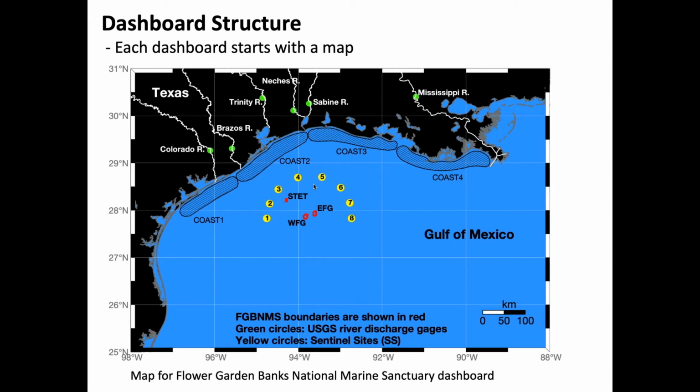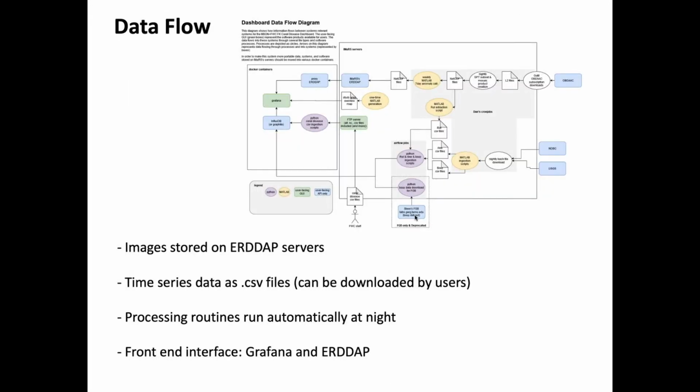So let's jump right in. So the dashboard structure, basically at the top of each dashboard has a map. This is the one for the Flower Garden Banks. And so you'll see here the things of interest are in red. We have the three reef locations. And so basically the locations that you see here are called out.